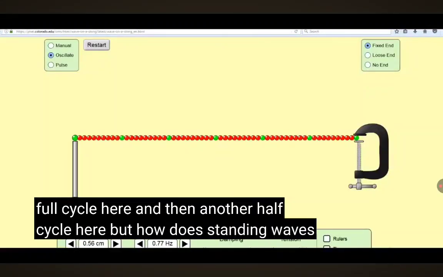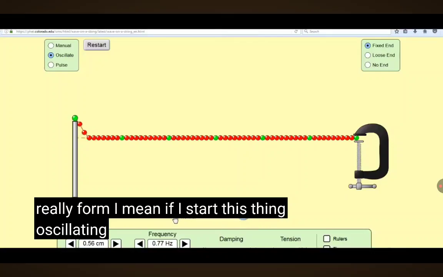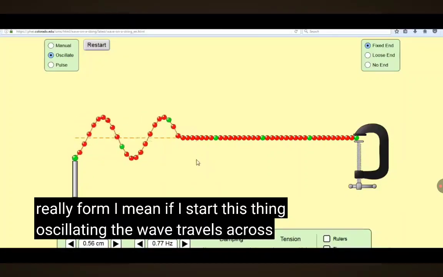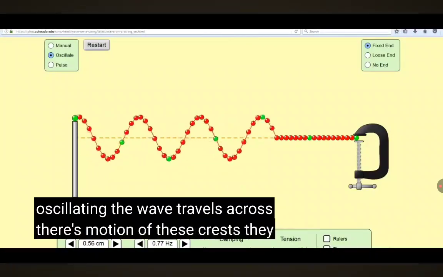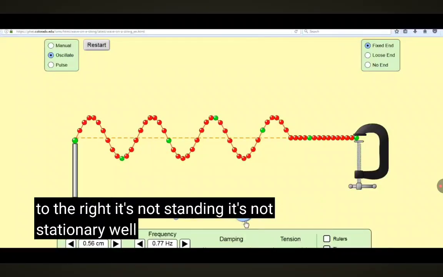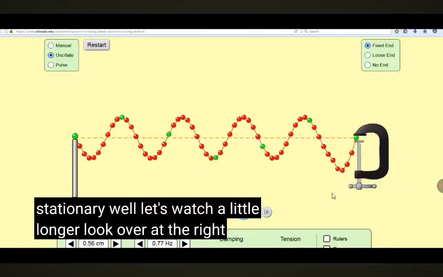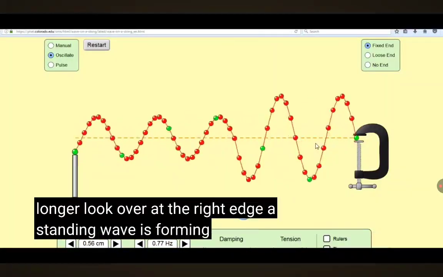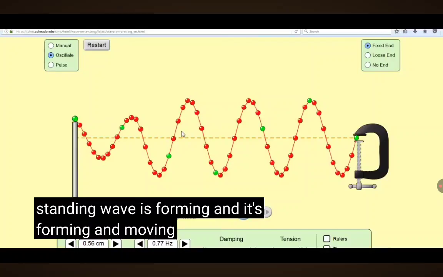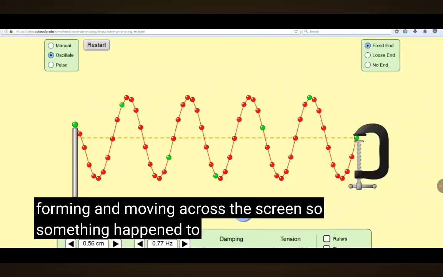But how do standing waves form? Now I'll tell you what is a progressive wave. If I start this green colored point oscillating, just observe. The wave travels across. Yes, this is a progressive motion of the wave. The crests progress from left to the right. But the green point is not moving forward, it's moving up and down about the mean position. The wave is appearing to move forward, giving the appearance that the wave is progressing forward while the particle is just moving to and fro about the mean position.